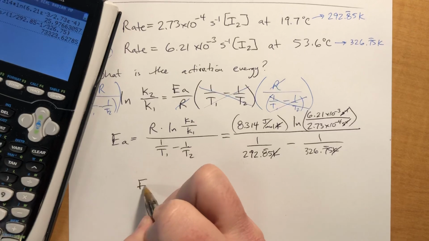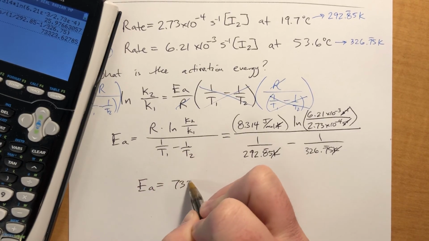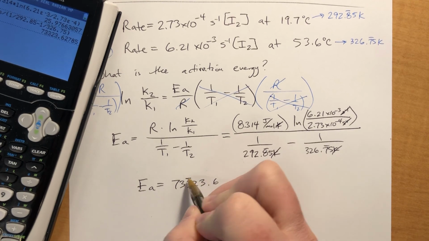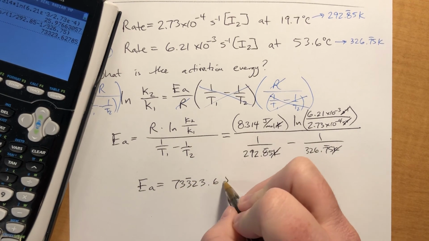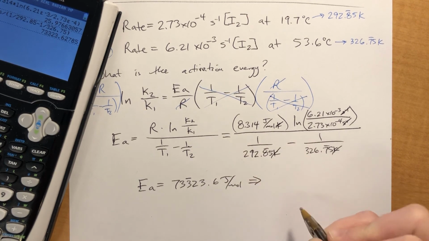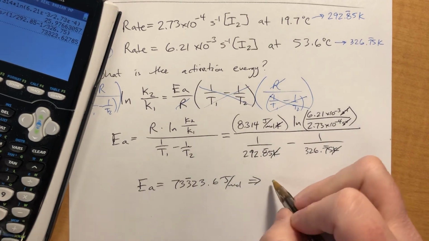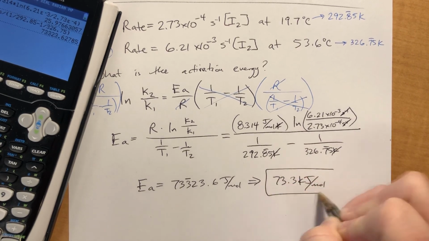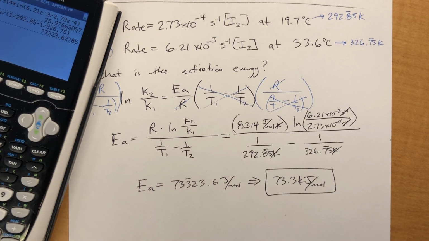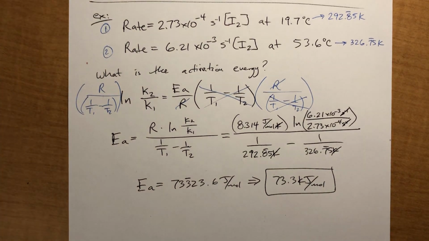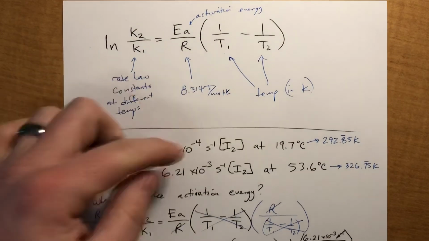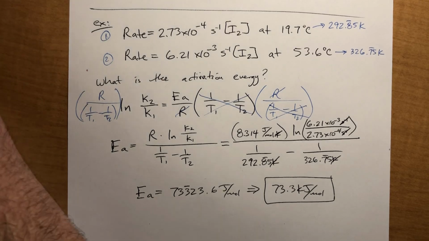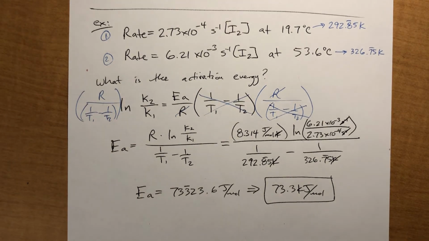So the final answer, E sub A, equals 73,323.6 and so on. It doesn't really matter because 3 sig figs would be there. This is joules per mole. Most of the time, E sub A's and delta H's are left in kilojoules. So this is basically 73.3 kilojoules per mole, which doesn't seem as unreasonable. This equation is a mess, but it's not a mess we haven't seen before, honestly. It's pretty similar to stuff we did already. Okay, all right, thanks.